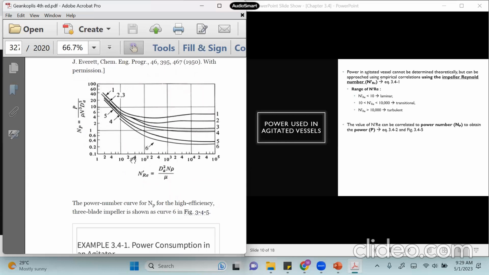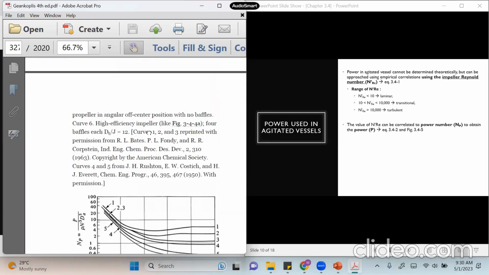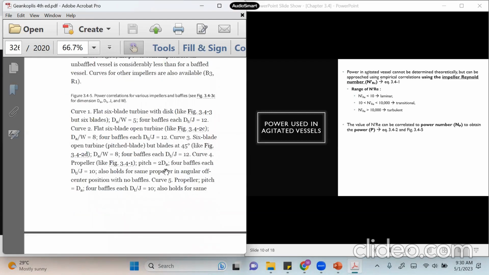From the NRE, we know a value, right? Let's say 100. So 100 is here. And then we draw a vertical line until it passes through the curve that we want. How do we know the curve that we want? You have to see the requirement.